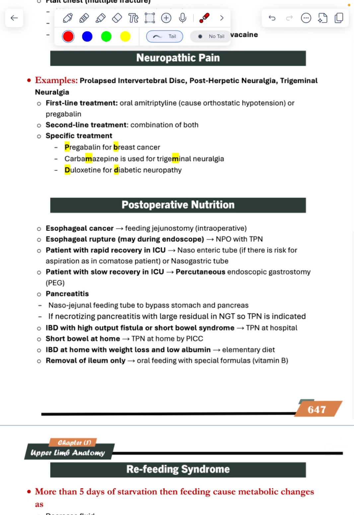Post-operative nutrition: esophageal rupture, jejunostomy, nil by mouth. Rapid recovery: nasogastric tube. Slow recovery: percutaneous endoscopic gastrostomy, PEG. Pancreatitis: nasojejunostomy. Necrotizing pancreatitis with large dose, TPN is indicated. Ischemic bowel disease, high output fistula: TPN at hospital. Short bowel syndrome: TPN at home. Weight loss, elemental diet, removal of the ileum, only oral feeding.